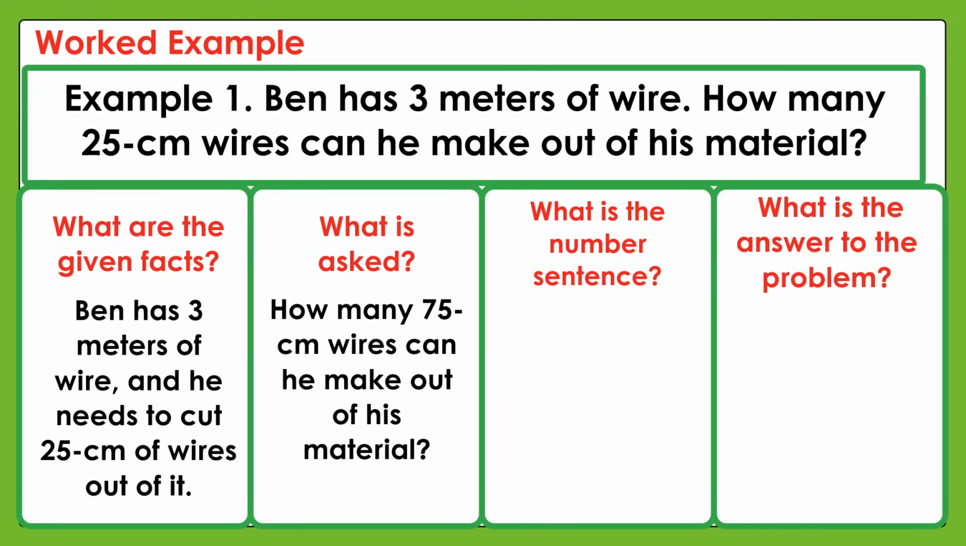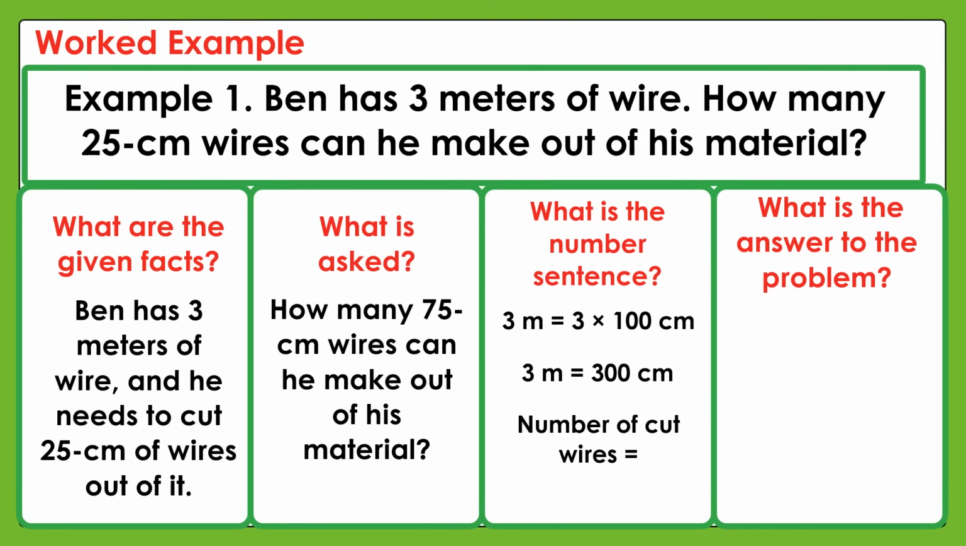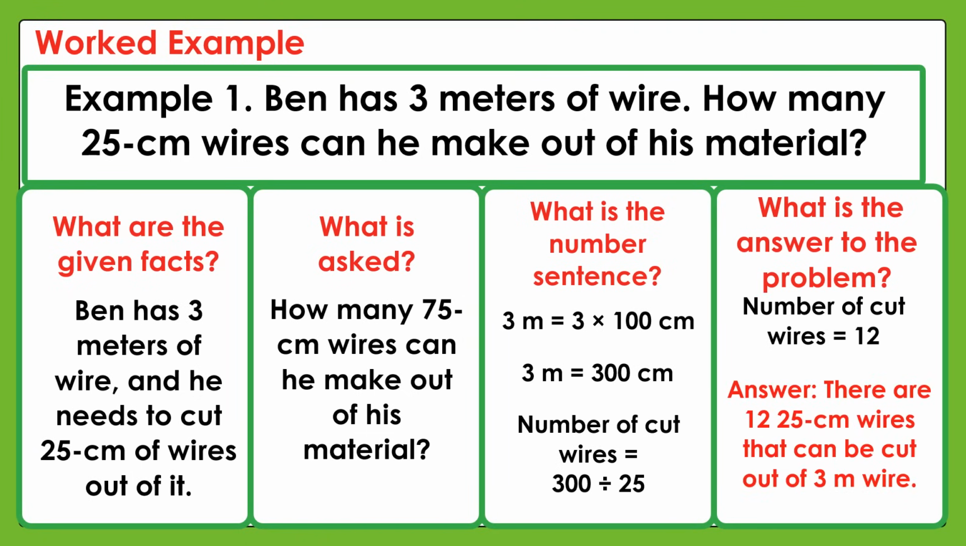Third, what is the number sentence? 3 meters is equal to 3 times 100 centimeters. 3 meters is equal to 300 centimeters. Number of cut wires? 300 divided by 25. What is the answer to the problem? Number of cut wires is equal to 12. The answer? There are 12 25 centimeter wires that can be cut out of 3 meters wire.